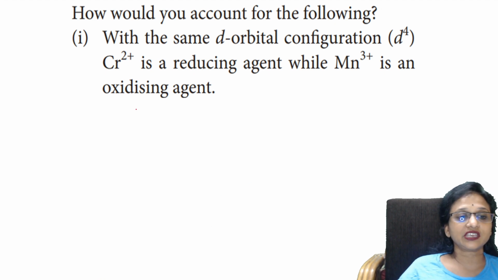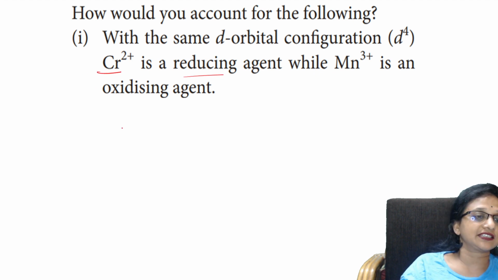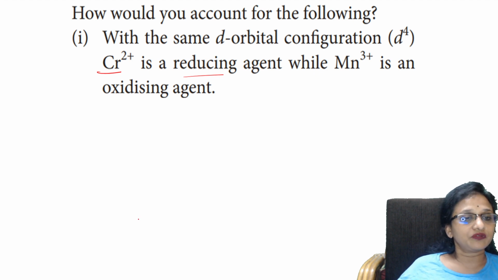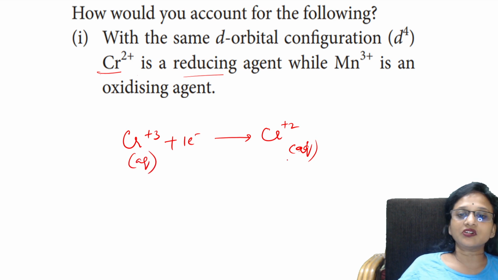Account for the following. With the same d4 configuration, Cr+2 is reducing while Mn+3 is oxidizing. Remember, students, be careful. For chromium and manganese, this question is very important. Check. Basically Cr+2 is reducing means what? Is it donating electrons or accepting electrons? First you should check their configuration. When you take such questions, please try to check. From Cr+3, it is gaining 1 electron and becoming Cr+2 in aqueous solution.